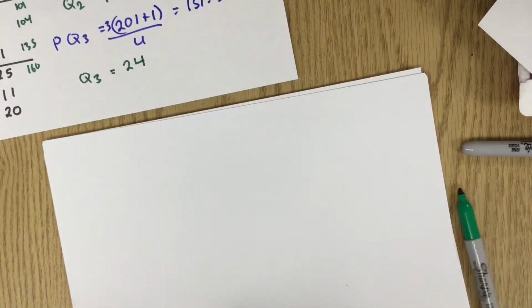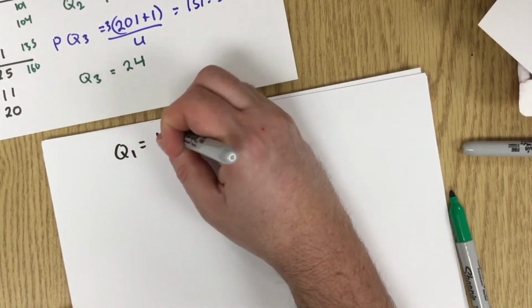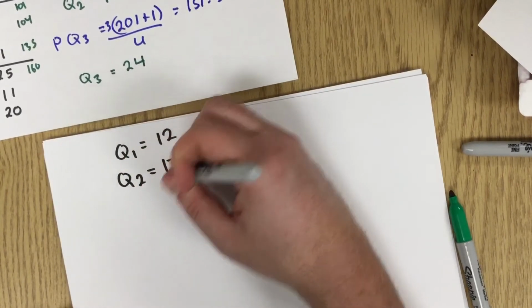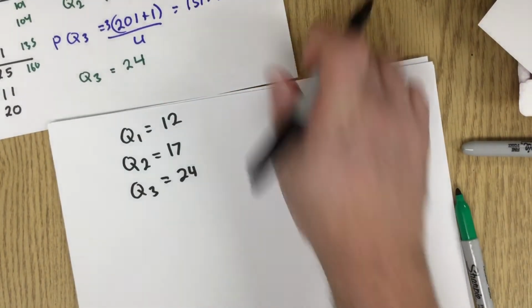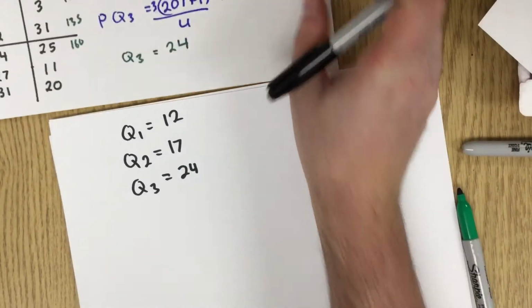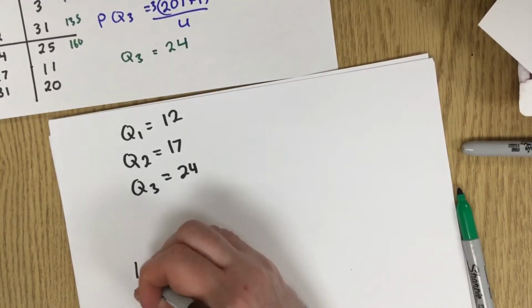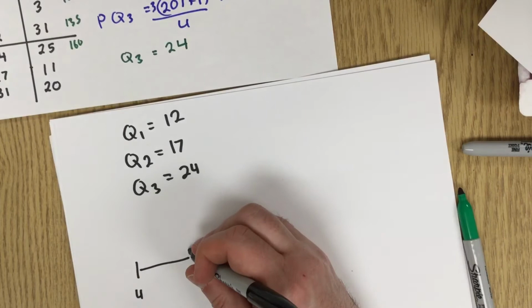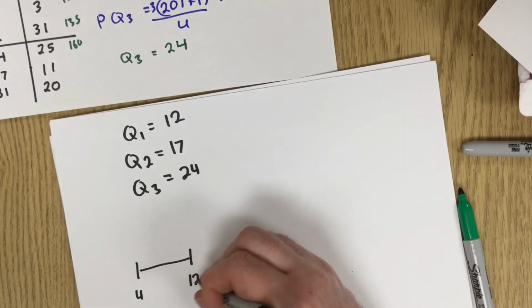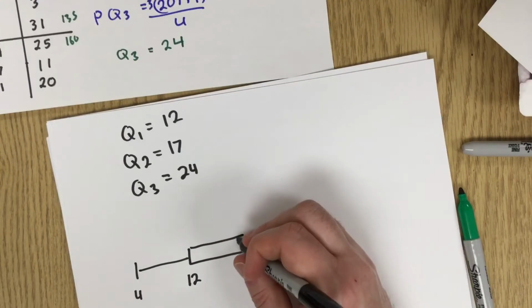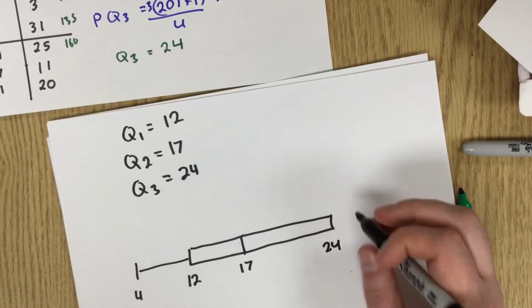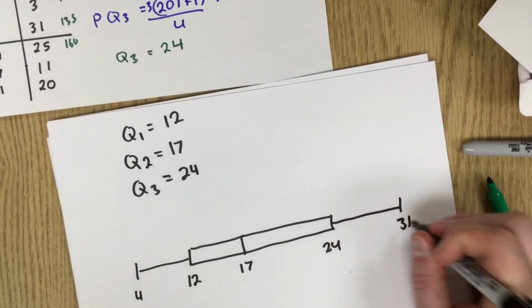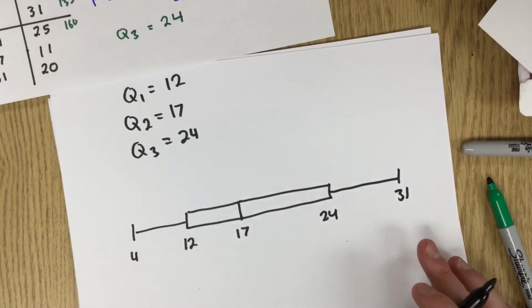Okay, so let's use them now. We know that Q1 equals 12, Q2 equals 17, Q3 equals 24. The lowest value was 4 and the highest was 31. So the lowest value was 4, and then Q1 was 12, 17, 24, and then the highest was 31. And that would be our box and whisker plot.